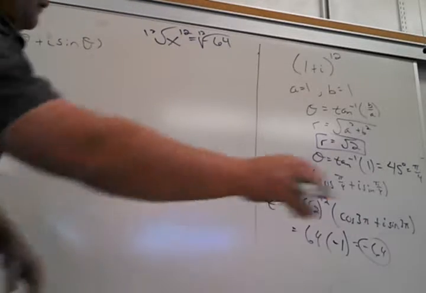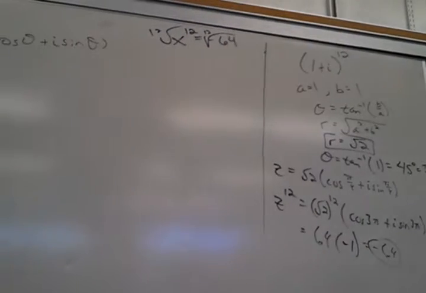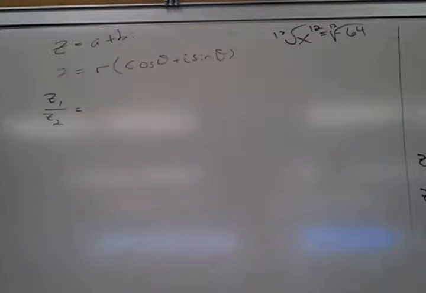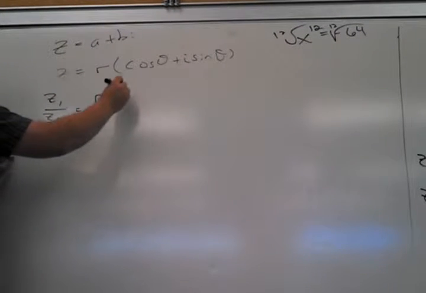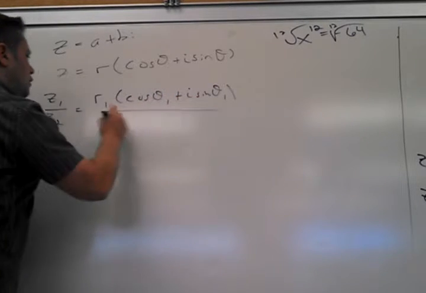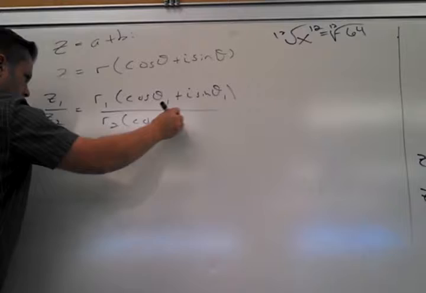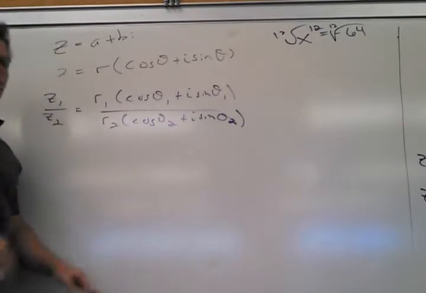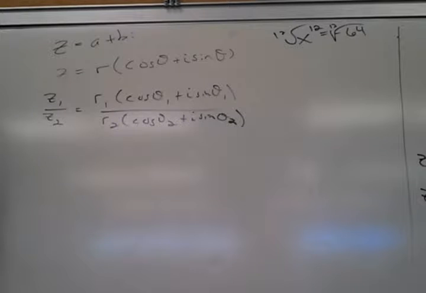So if you remember what we did yesterday, let me do this real quick. If I divided 2 of these, so it'd be r1 cosine theta 1 plus i sine theta 1 over r2 cosine theta 2 plus i sine theta 2. What do you think you would do with that weirdness? What do you do when you have like 1 plus 2i on the bottom or something like that? Conjugate, I love it.